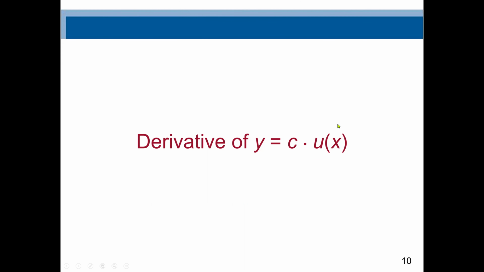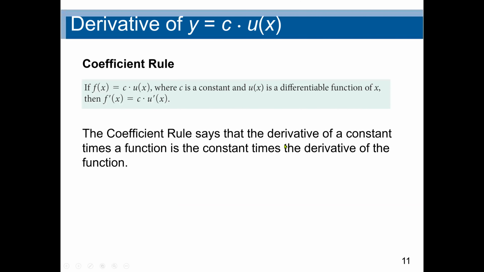Whatever the function rule is, you still apply the rule. If there's a power rule, you apply it. If it's addition, multiplication, whatever it is, you apply it. Then whatever answer you get, you multiply by the constant value. So that's why we have c times u at x. We find the derivative of u at x, and the answer we get, we multiply by c. So that's the rule here.